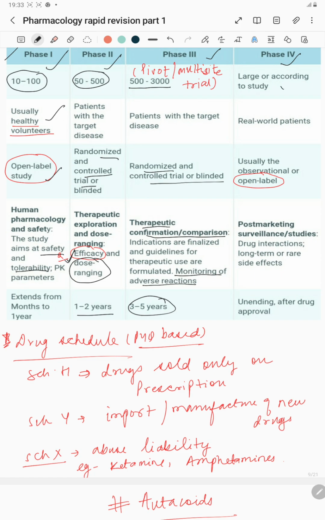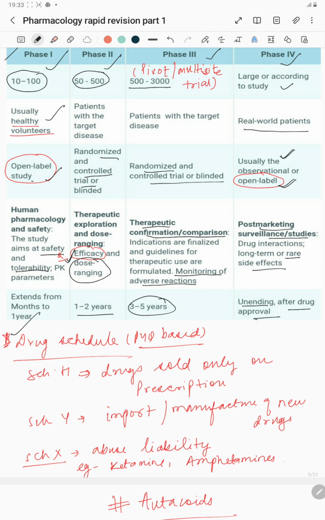Phase 4 is the largest, or according to the study, real world patients. It is usually the observational or open label studies. So we have 2 open label studies in phase 1 and phase 4. Post marketing surveillance. In phase 4, we can judge the rare side effects. The duration can be unending after the drug approval.